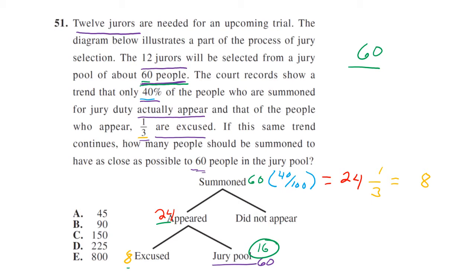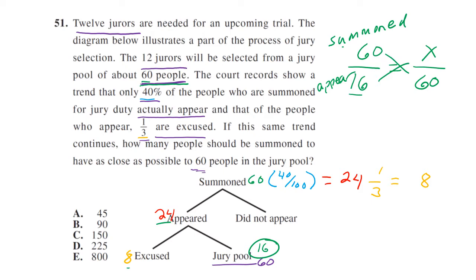Summon 60, we get 16. And we want to know how many people we need to summon, x, to have a jury pool of 60. So summoned on the top, appear on the bottom. We summoned 60, we have 16 appear. How many do we need to summon to have 60 appear?